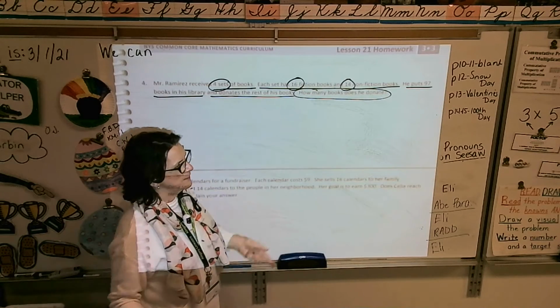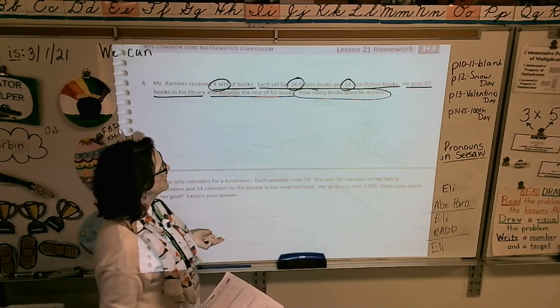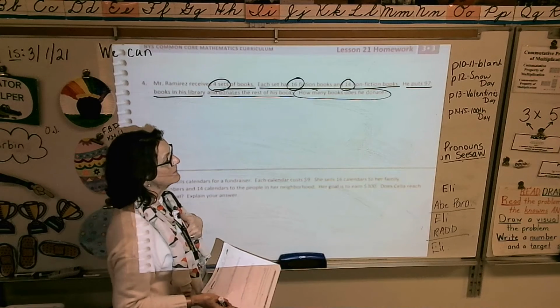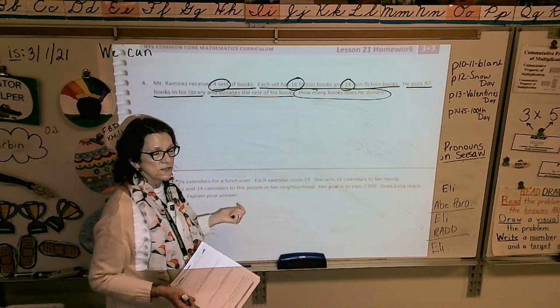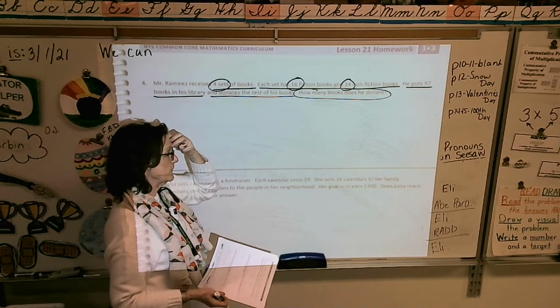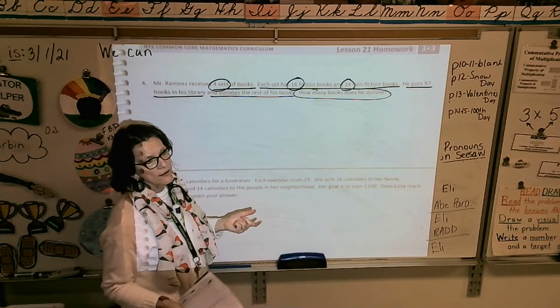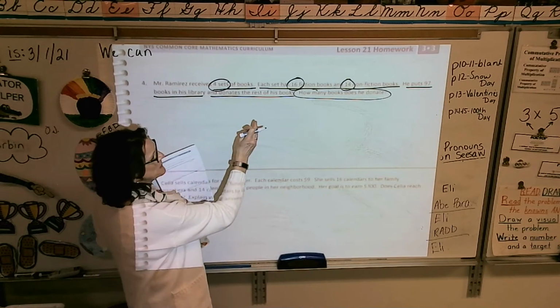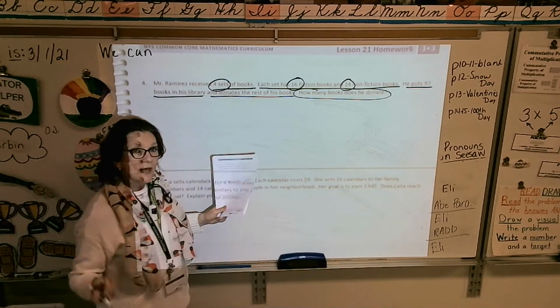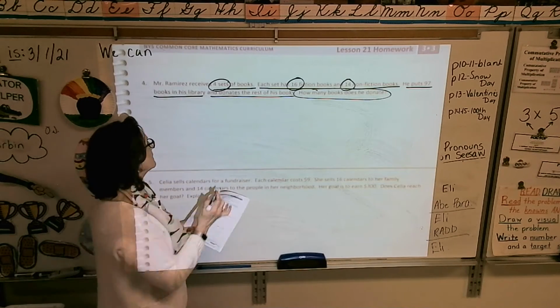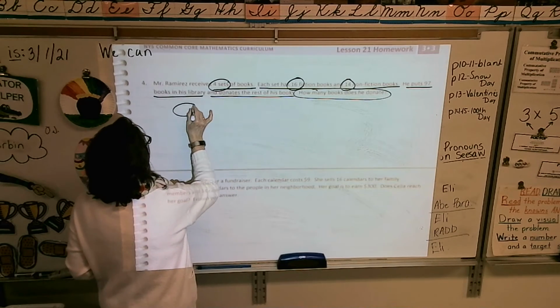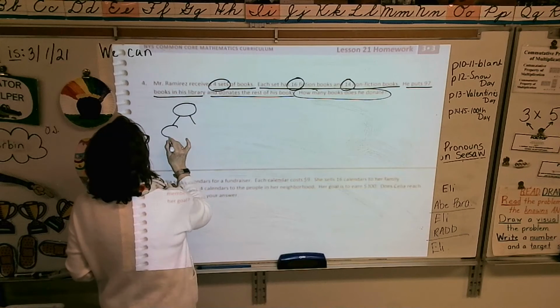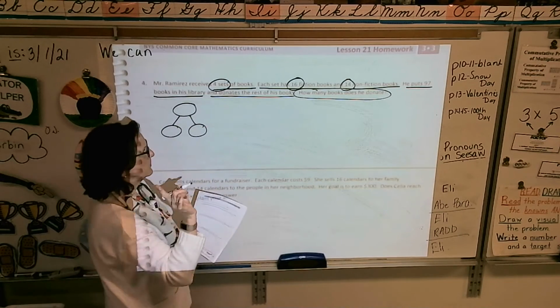Remember, fiction are like Charlotte's Web, James and the Giant Peach, Magic Tree House. Nonfiction would be books about snakes or history or the land, geography, anything you're interested in that needs facts. So if each set has 16 fiction and 14 nonfiction, that would be part whole, wouldn't it? So let's draw a number bond. And we're going to show what comes in one set of books.